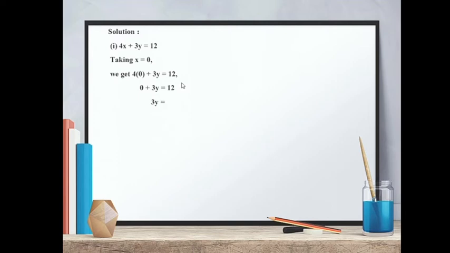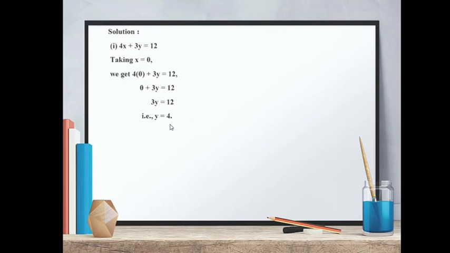Now 3y equals 12. Now 3 and y are in the form of multiplication, so we can transfer this 3 to the other side in the form of division. Then we can get the value of y. So that is y equals 12 divided by 3, which is equal to 4, because 12 divided by 3 is 4. So here we have taken x as 0 and we got the value of y as 4.